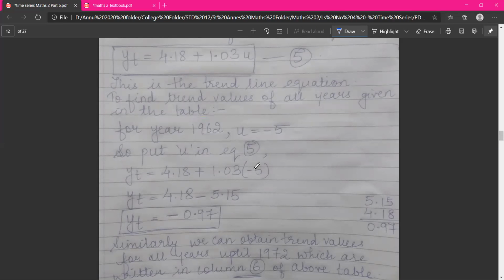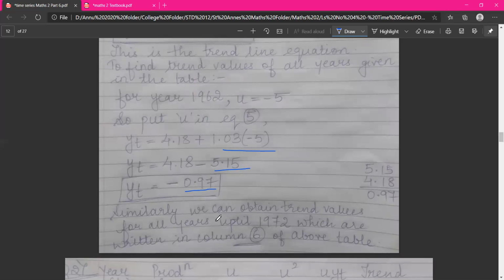So as you can see, I have put the value of u as -5. So I got 1.03 into -5, 5.15. So when we subtract, you get the value of yt as -0.97. So similarly, we can obtain the trend values for all the years up till 1972, which are written in column number 6 of the above table.